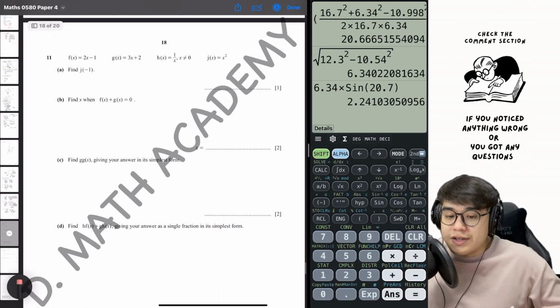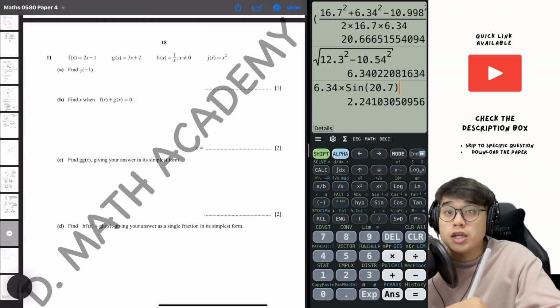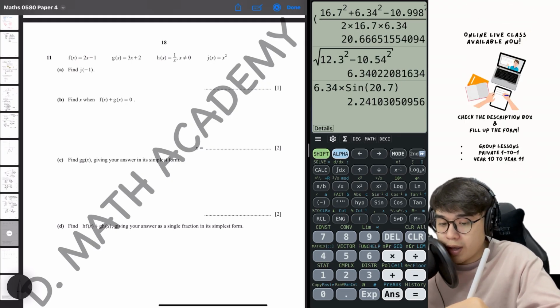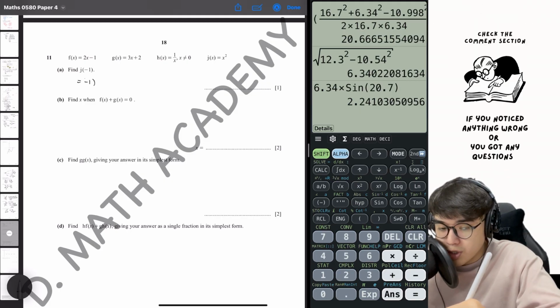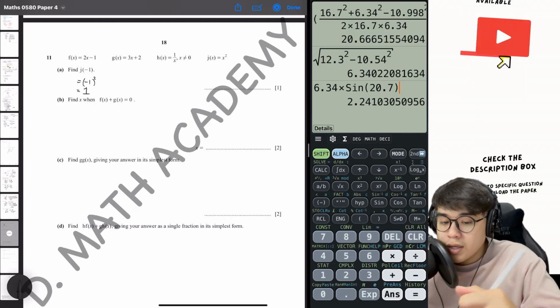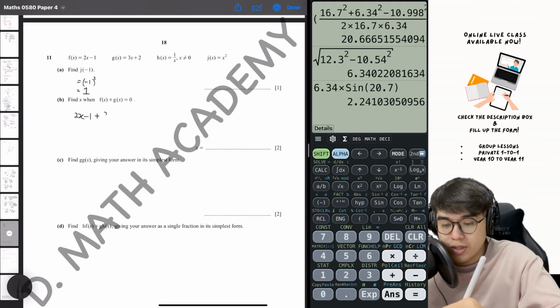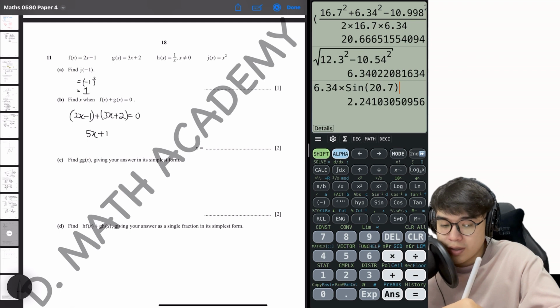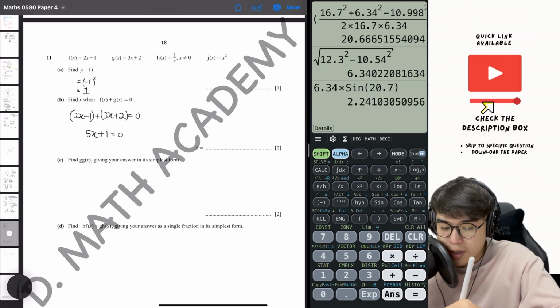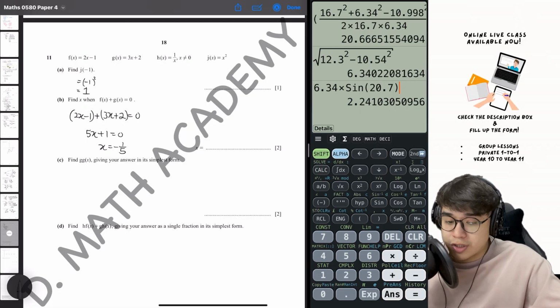Okay, question 11 is a function question. All you have to do is just substitute -1 into j. So you will have -1 being squared. You will get 1 as your final answer. As we continue, you will have 2x minus 1 plus 3x plus 2 equals 0. So based on the calculation here, you get 5x plus 1 equals 0. X will be -1 over 5. Okay, so far, very straightforward question here as well.